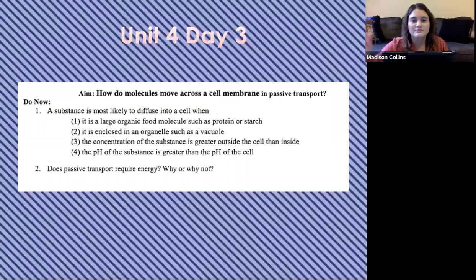Welcome back, everybody. We are now on to day 3 of Unit 4. So we're still talking about transport. And today we're going to be talking about a few different types of passive transport. So today's aim is how do molecules move across a cell membrane in passive transport?